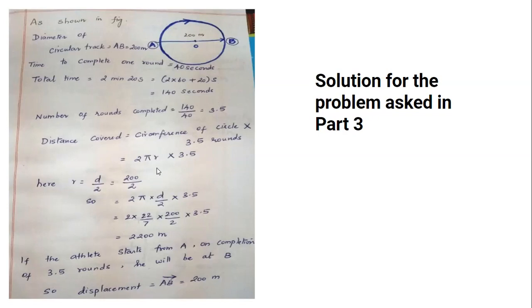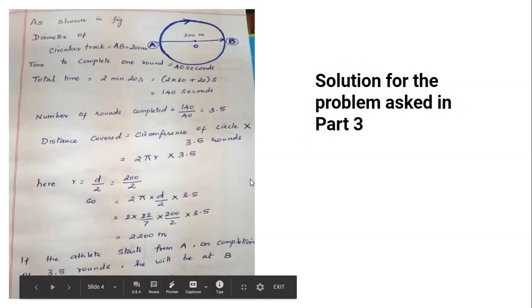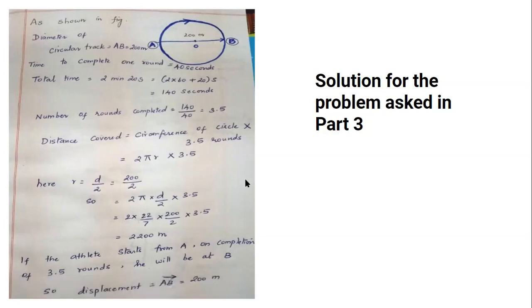It is 2 pi r, and here actually diameter is given, so we are just taking that itself, d by 2, r is equal to d by 2. So 2 pi into d by 2 into that number of rounds, so 3.5. So if you calculate this, I have just given the pi value 22 by 7. You can use even 3.14, right? And which gives you 2200 meter.